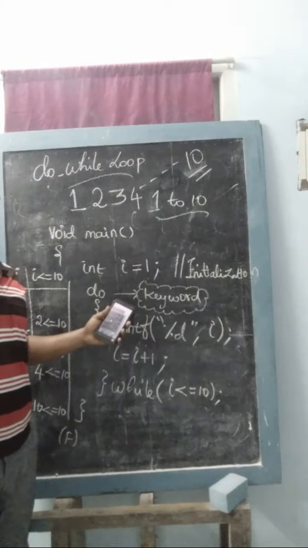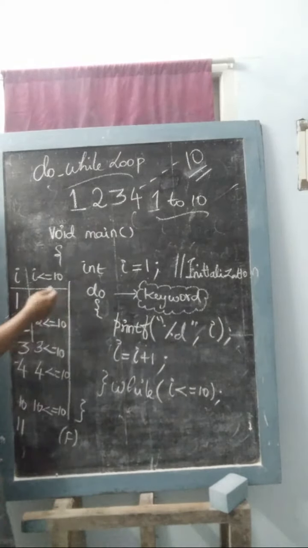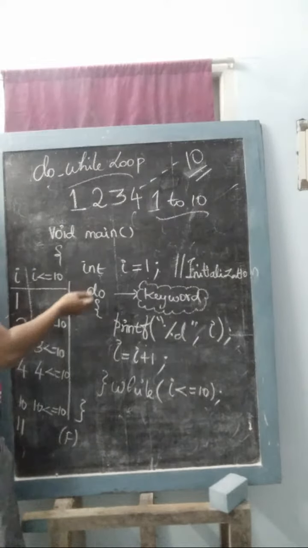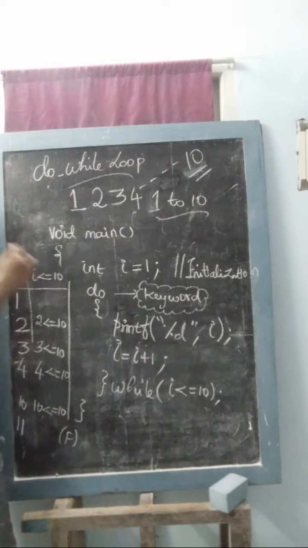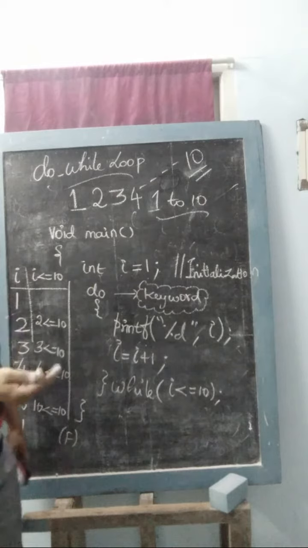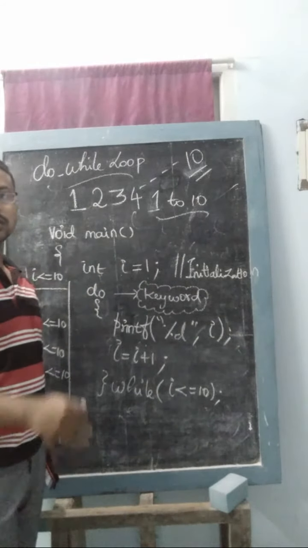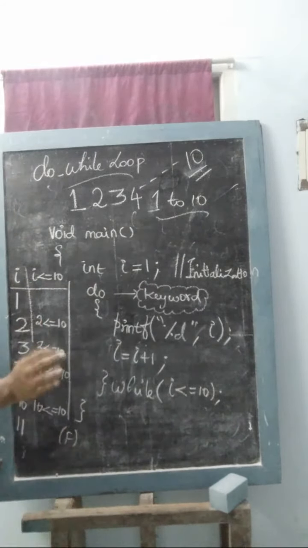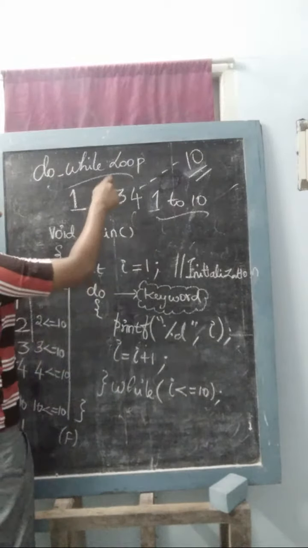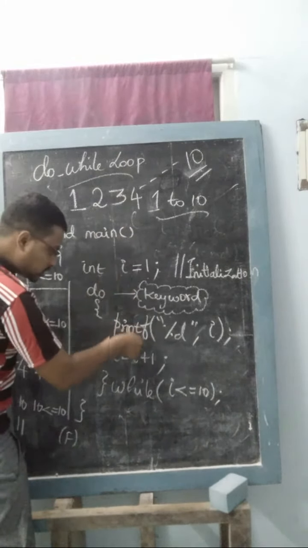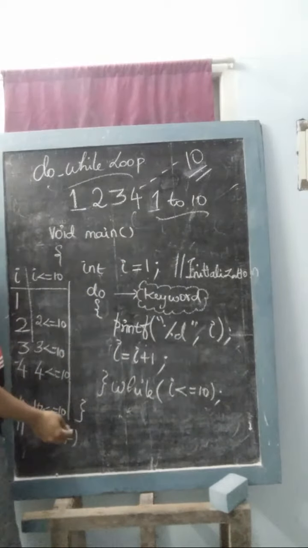You got it? So the difference between for and while: for and while are entry check loops. It will check the condition first. After that it will execute the statement. But what about the do while loop? It will execute the statement and then it will check the condition.